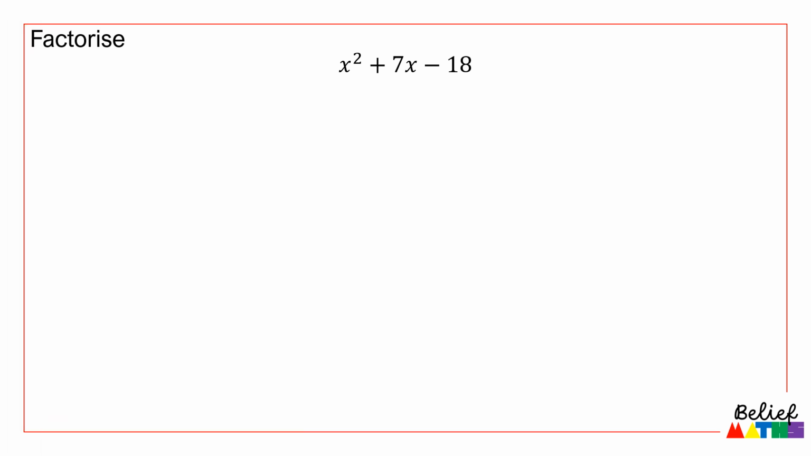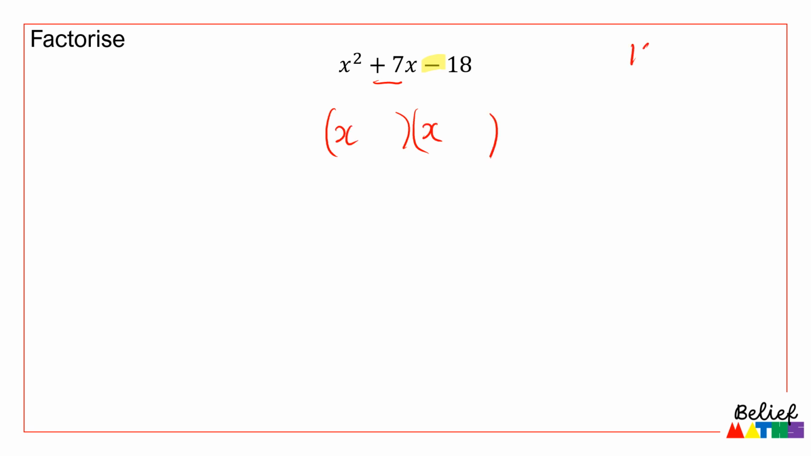Our second question is very similar to our first question. The only difference is this symbol here, which is a minus in this case. Because that's a negative symbol, when we look at our factors of 18, we're going to find two that subtract to make that 7. So we're going to start in exactly the same way. We remember that factorizing a quadratic gives us two brackets, and we put an x into each of those brackets.